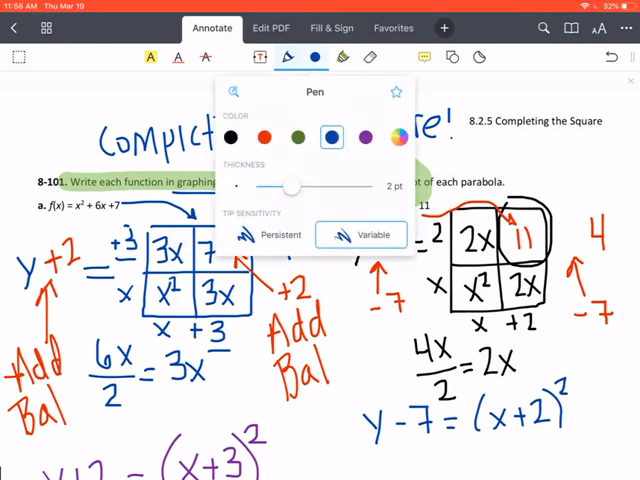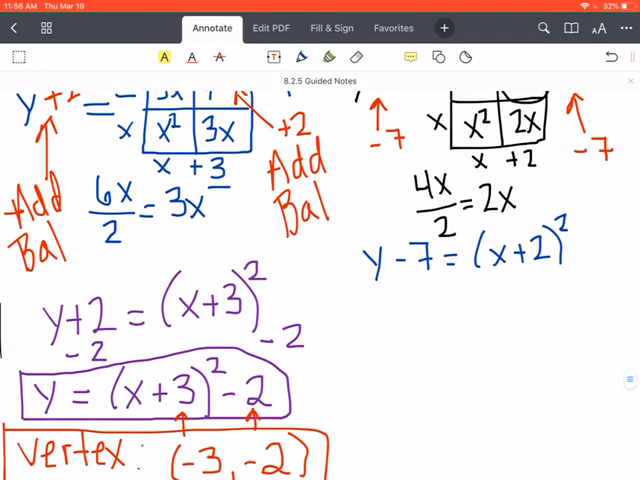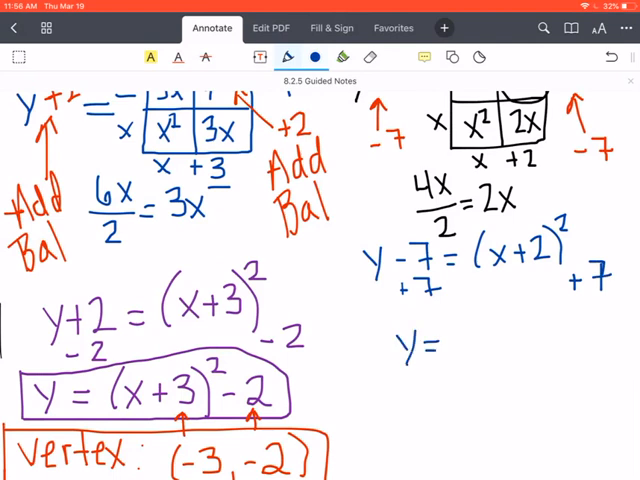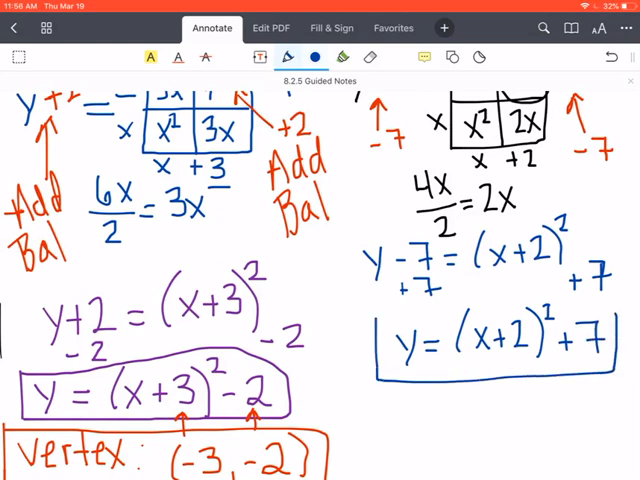The final step, hopefully you remembered, is to get y by itself. So we are going to add 7 to both sides. And notice I do not add it inside the parentheses due to the squared. So our graphing form is y equals x plus 2 quantity squared plus 7. So this is the first of 3 answers that they wanted.